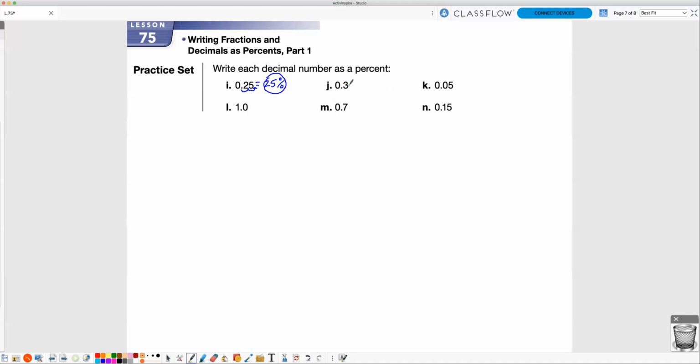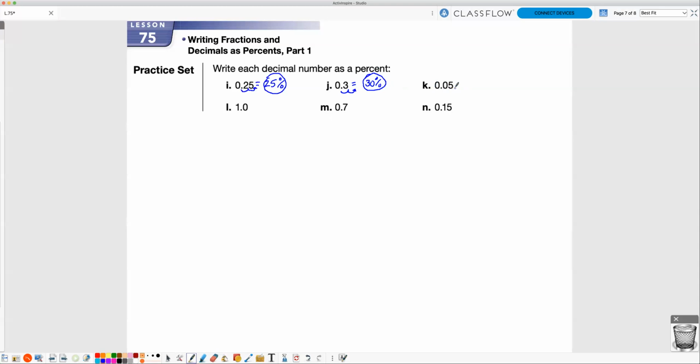Letter J, 3/10. Now I could name this as a fraction 3/10 and change that to an equivalent fraction with a denominator of 100, or I could just move the decimal 2 places to the right, which I think I'm going to do. I'm going to move them 2 places to the right. That would make this 30 because I'd have to have a 0 as a placeholder there or fill in that spot, and I'd have 30% as my percentage.